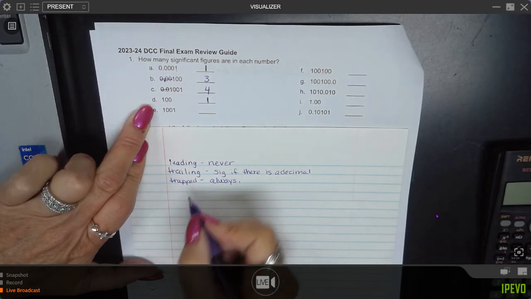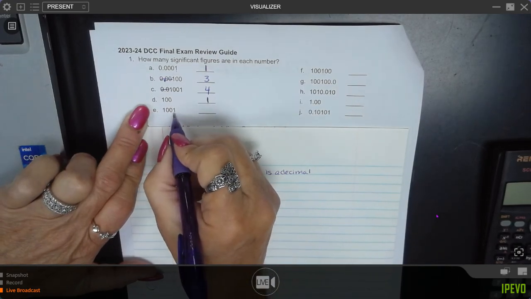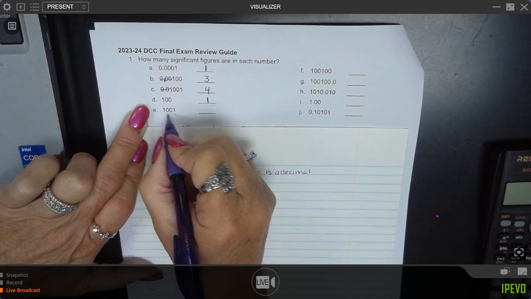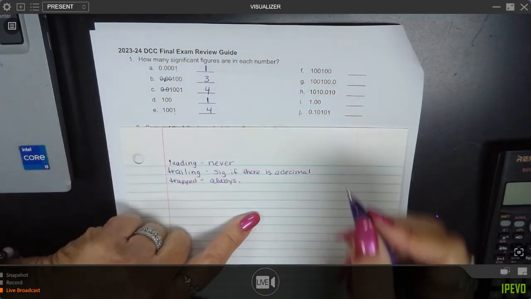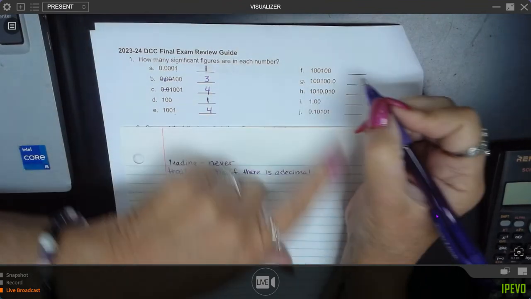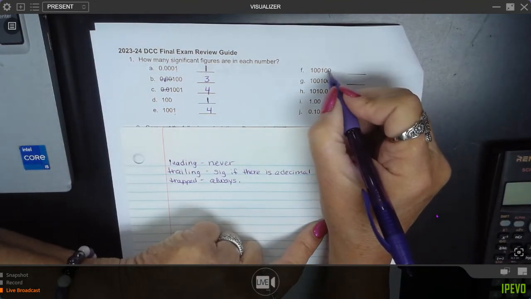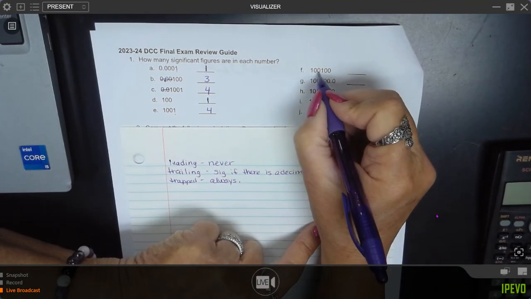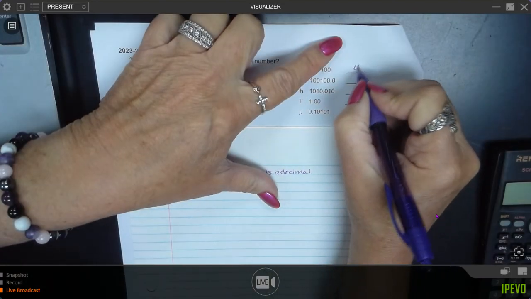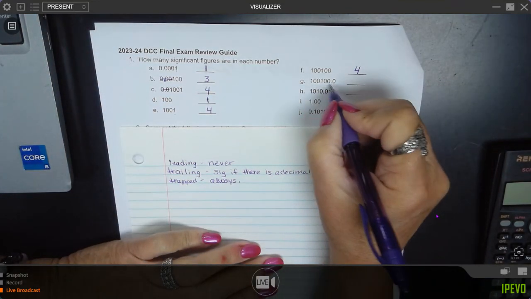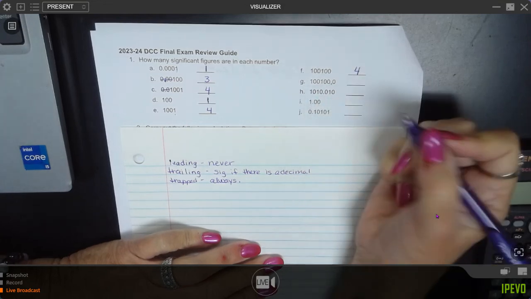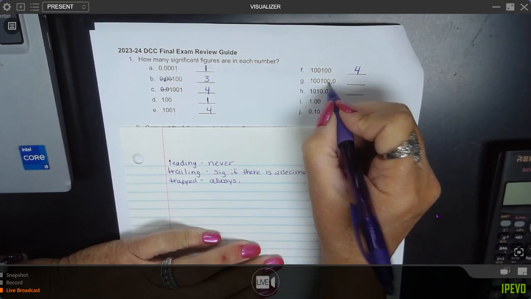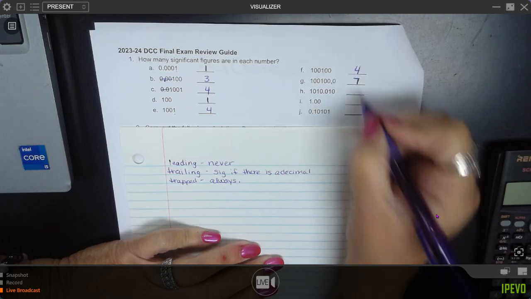Okay, 1001, all 4 of those are significant because those are trapped zeros. Trailing zeros only significant if there's a decimal, so this number has 1, 2, 3, 4. The trapped zeros are significant. This one, trailing zeros are significant if there's a decimal. So 1, 2, 3, 4, 5, 6, 7 sig figs in that number.